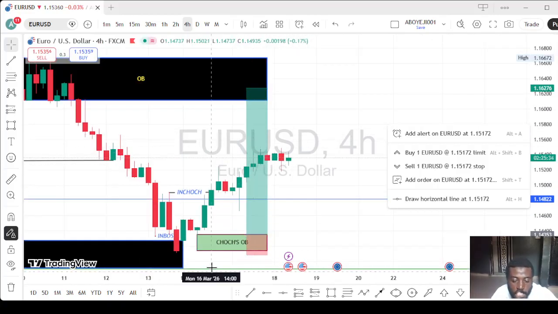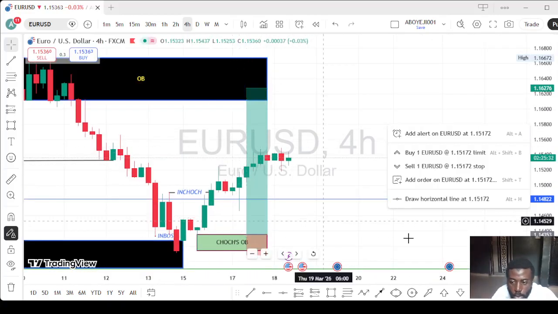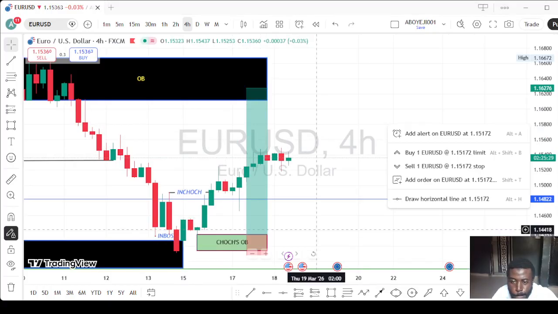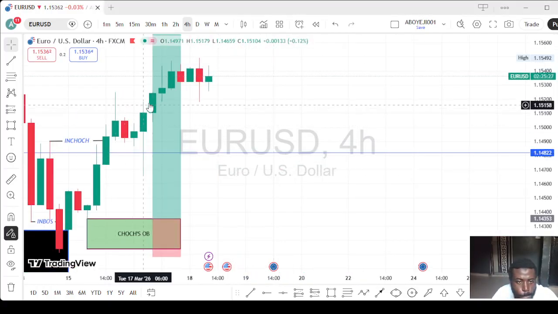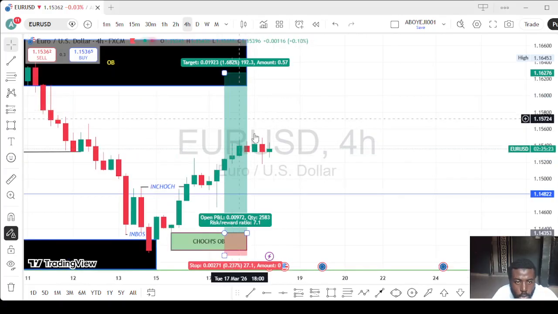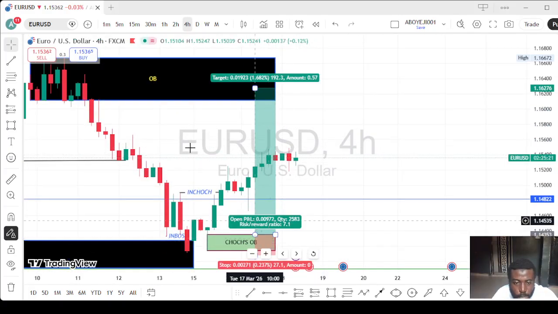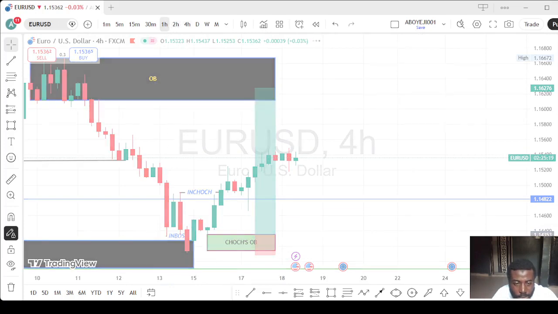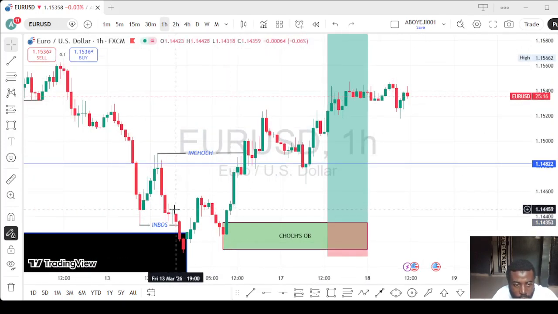On GU, this is where we are. This is our opportunity here. There is no opportunity over here again. So let's move to the 1 hour time frame. Let's see what the 1 hour time frame is telling us. This is the 1 hour time frame.